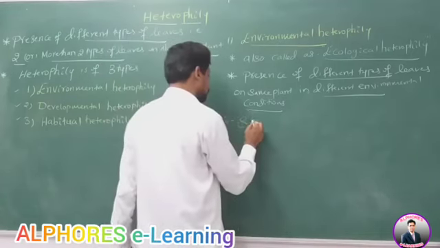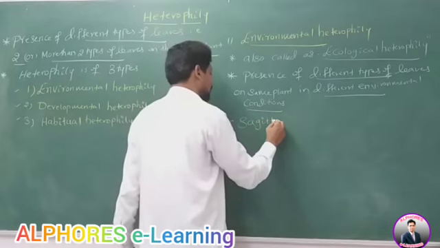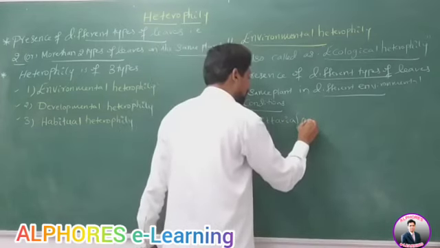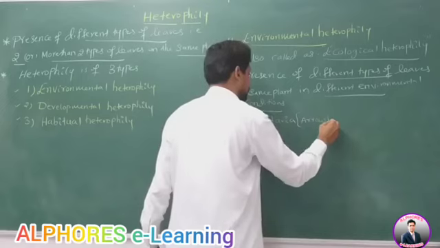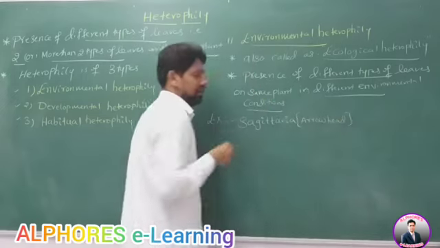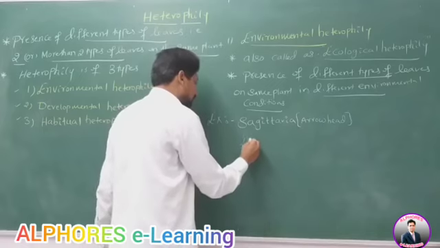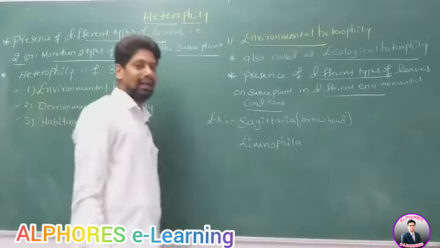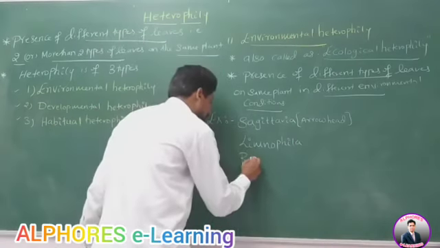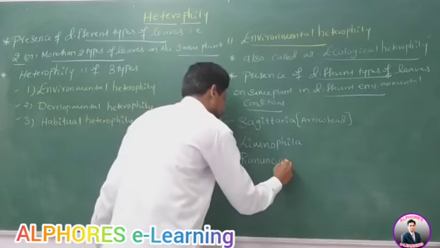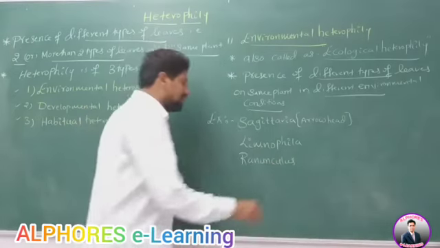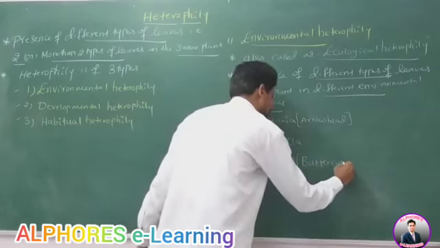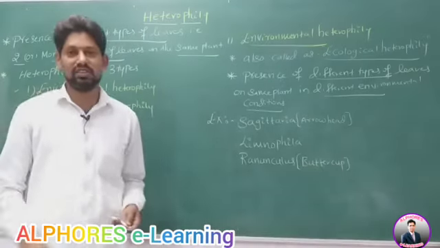Number one, Sagittaria. What is the first example? Sagittaria, commonly called arrowhead. Number two, the second example, Limnophila or Limnophylla. The third one is Ranunculus. The common name of Ranunculus is buttercup.